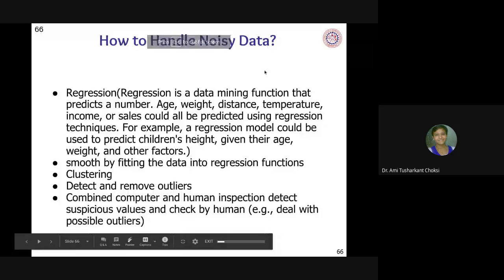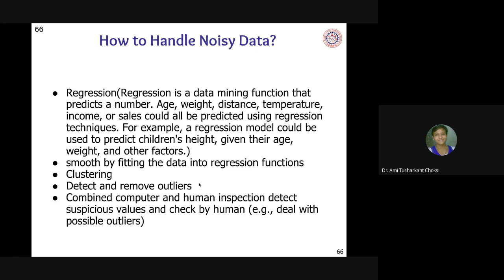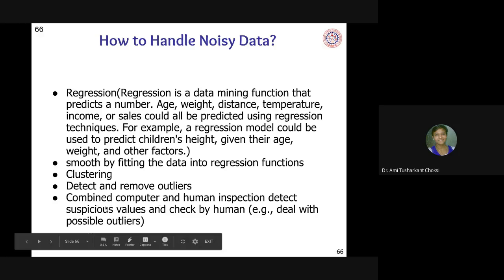So that's what we have seen. Then we can say that clustering is also useful to smooth the noisy data. Detect and remove the outliers. Clustering can be useful to remove the outliers. Combine computer and human inspection. Detect suspicious values and check by a human. That is also possible to deal with the outliers. Fine.